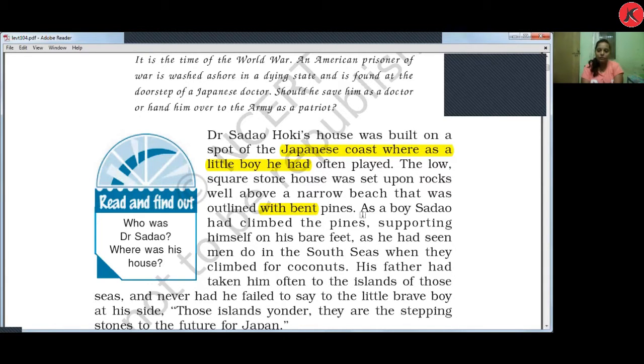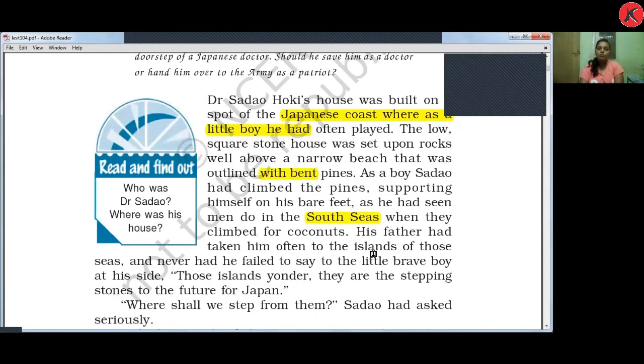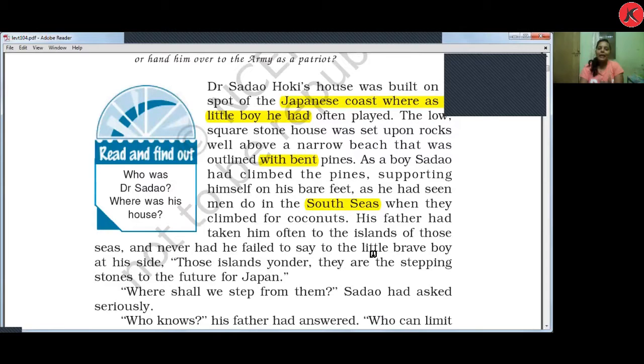Let's go further. As a boy, Sadao had climbed the pines, supporting himself on his bare feet, as he had seen men do in the South Seas when they climbed for coconuts. When he was in the South Seas area, he had seen men climbing for coconuts with bare feet. That is why he was also climbing the pine trees with bare feet, because he had seen that this is the way you can climb a tree. This is the technique to climb a coconut tree: you can climb it barefoot.